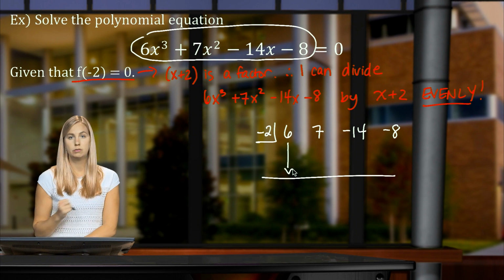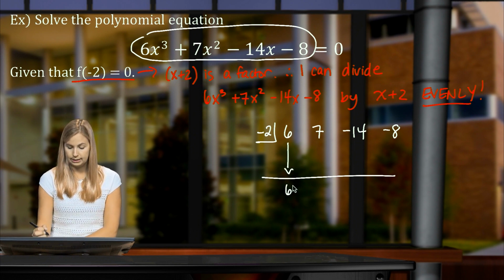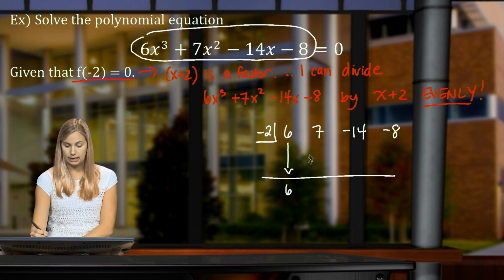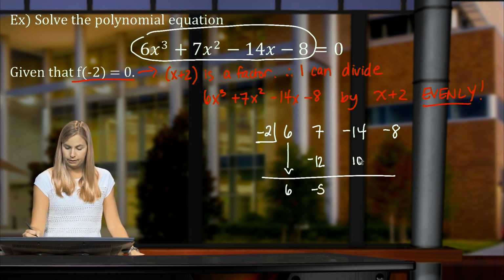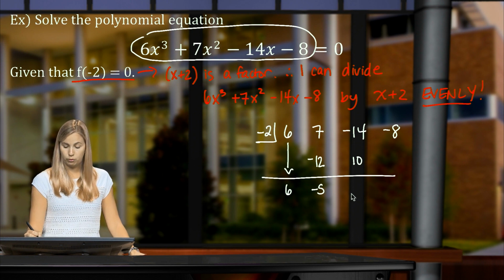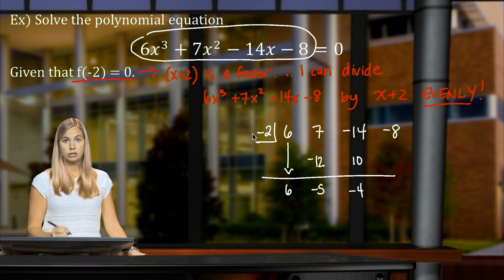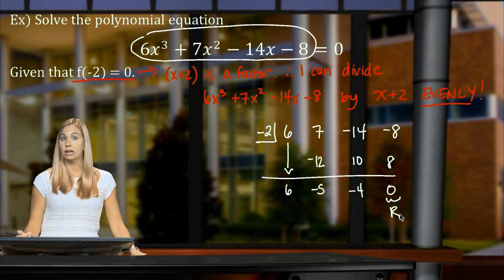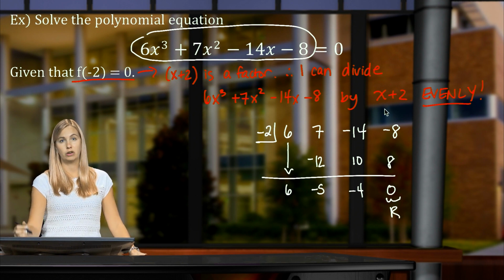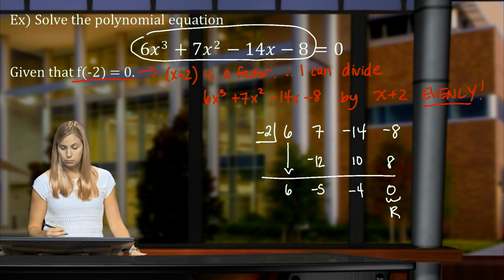We bring down that first coefficient, 6. 6 times -2 is -12. And then we add vertically. 12 plus -7 is going to be -5. -5 times 2 is +10. +10 plus -14 is -4. -4 times -2 is +8, which gives me a resulting remainder of 0, which is good, because I knew that x plus 2 is a factor. I knew it was going to divide evenly, so I knew I would get a remainder of 0.